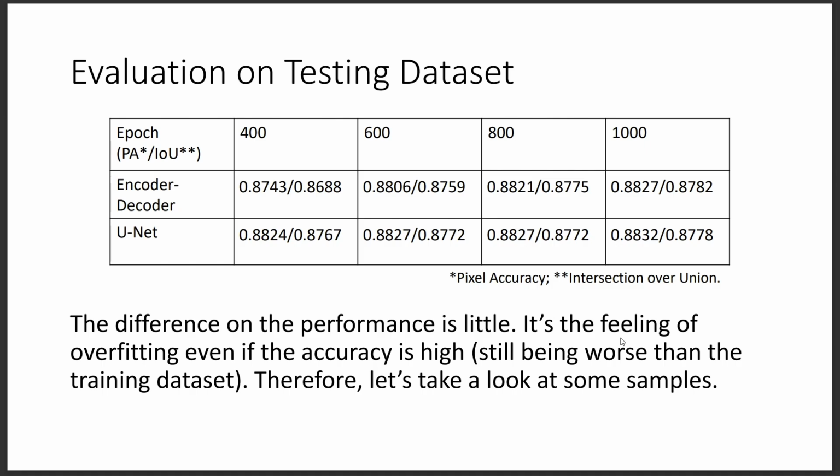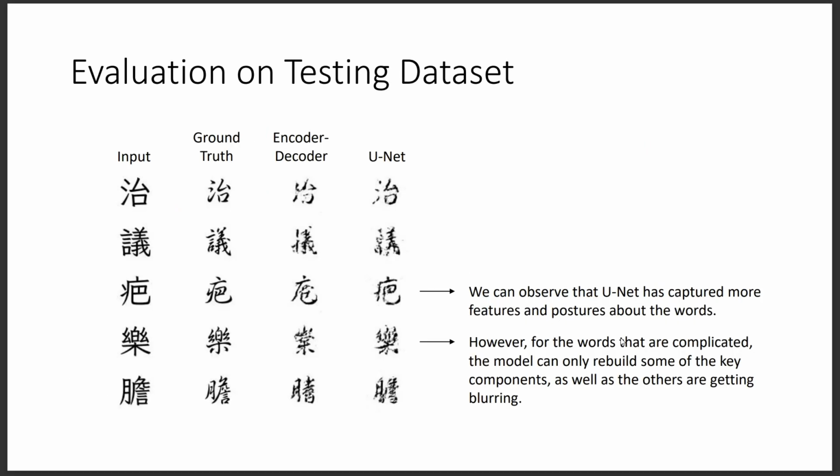Therefore, we can take a look at some samples. Here are some samples from the testing dataset. For the third row, we can observe that the UNet has captured more features and posture of the words. However, for the words that are more complicated, the model can only rebuild some of the key components, while the others are getting blurry.